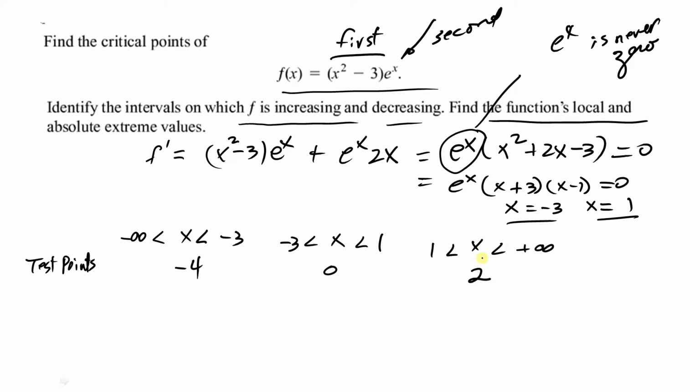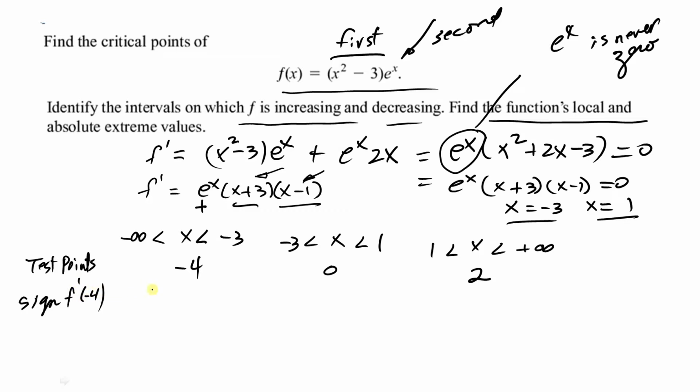So now I'm going to write down f prime is equal to e to the x times x plus 3 times x minus 1. Notice e to the x is always going to be positive, and we need to plug in the test point in these factors here. So the sign of f prime at minus 4 is going to be, first of all, plus. That's the e to the x. Plug in minus 4, and we get a negative sign. Plug in minus 4 here, and we get a negative sign.